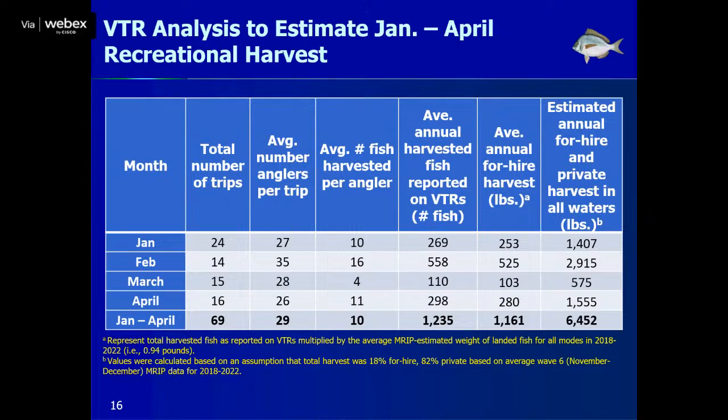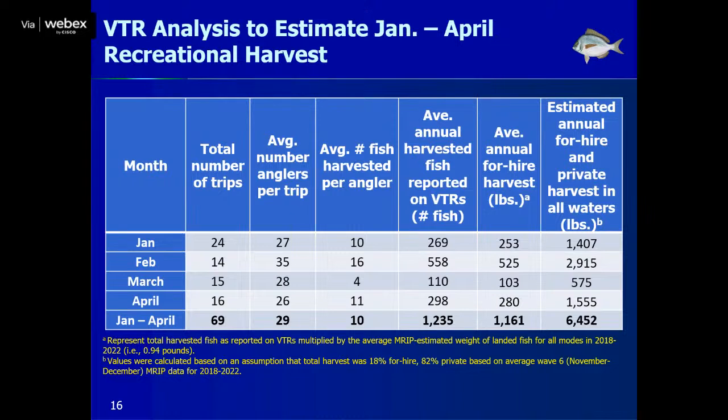And that was done using an average MRIP estimated weight of landed fish for all modes, and we used 2018 through 2022 data. So that average weight multiplier ended up being about 0.94 pounds. So basically just applying that poundage to the numbers of fish column to get total pounds.